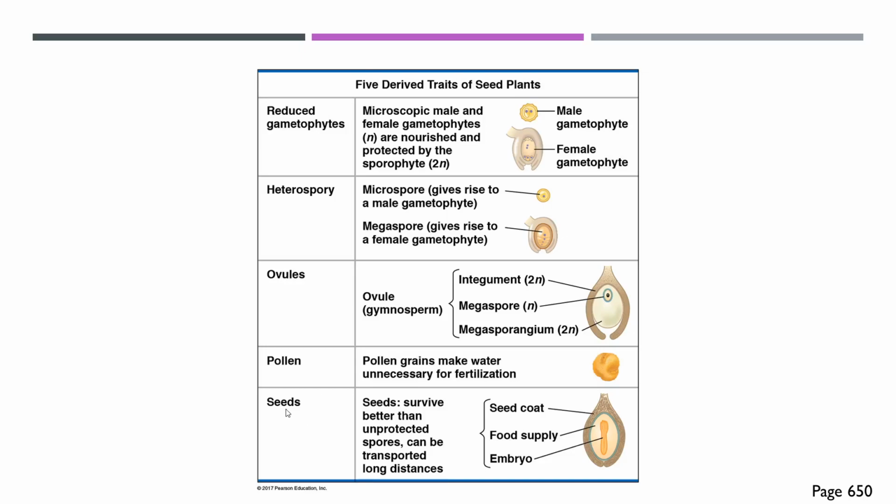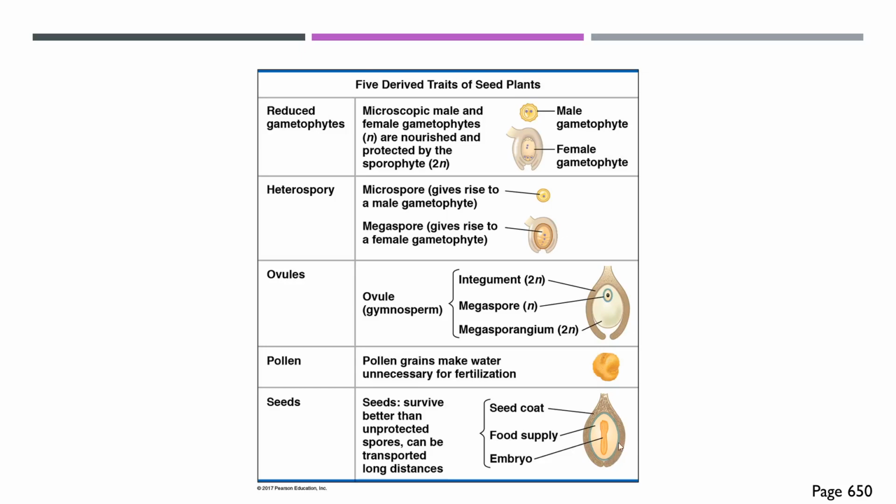So when we look at what makes up a seed, it's going to look like this, 3 parts: the seed coat, the food supply, and the embryo. If I were to ask you, where did this come from? If we go just 2 rows up, the integument, the megaspore, and the megasporangium. All of these things after fertilization will turn into the seed. So it is fair to say that the ovule does develop into a seed. And if you look at the parts, they're all there.